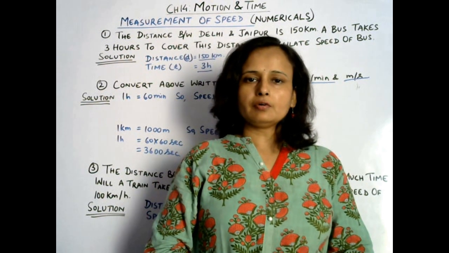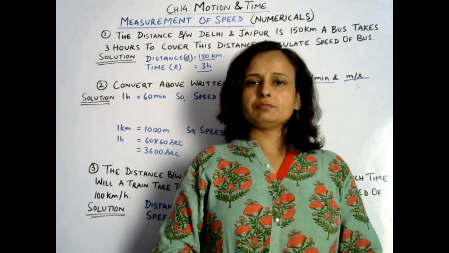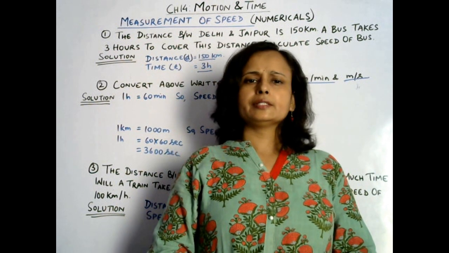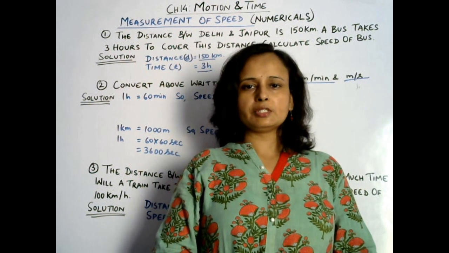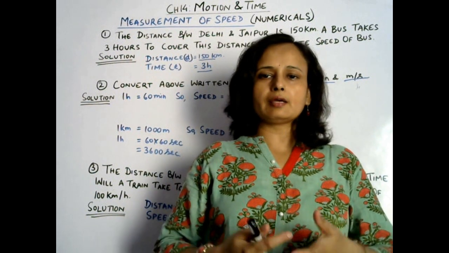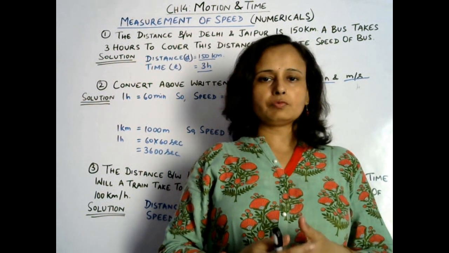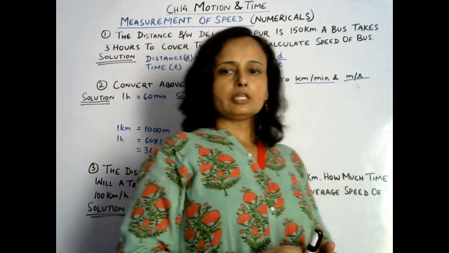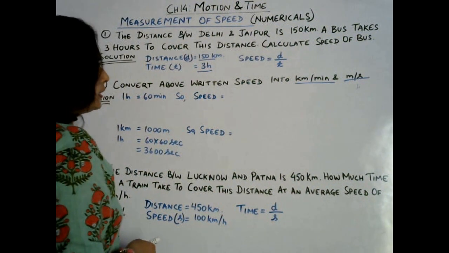Question 1 says that the distance between Delhi and Jaipur is 150 km and a bus takes 3 hours to cover this distance. Now calculate the speed of the bus. So what values do we have? We have the distance, that is 150 km, and the time is also given, that is 3 hours. So what do we have to calculate now?